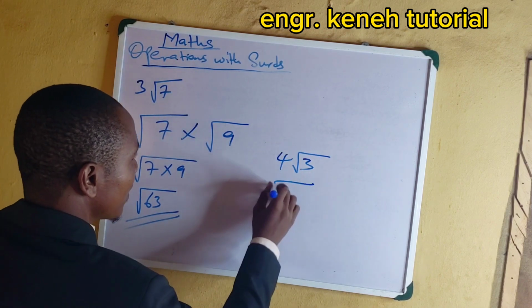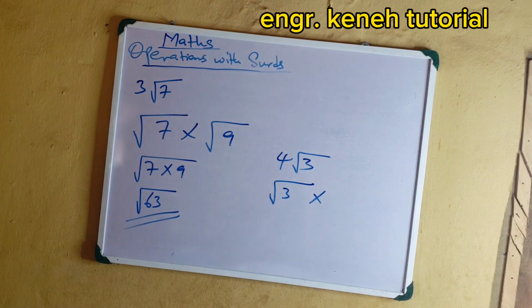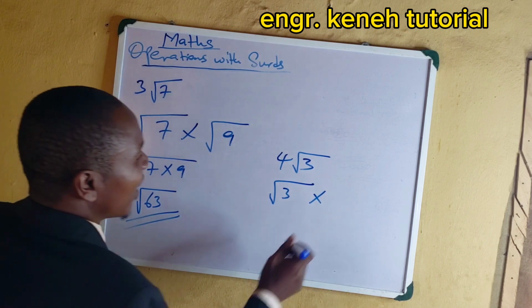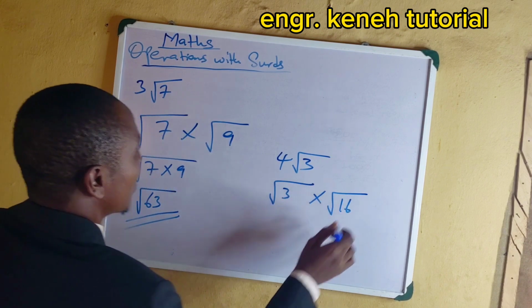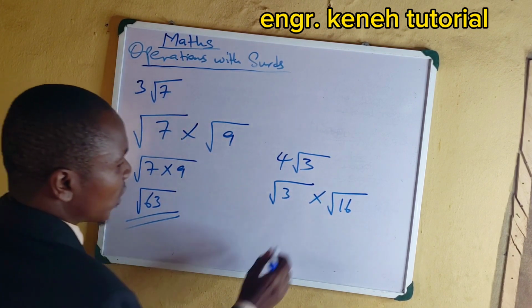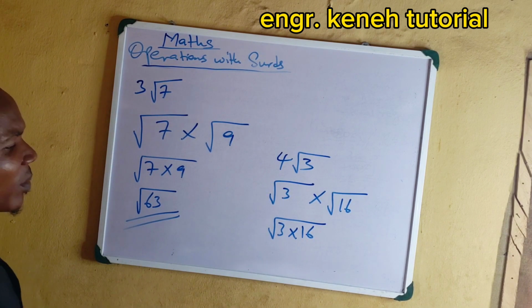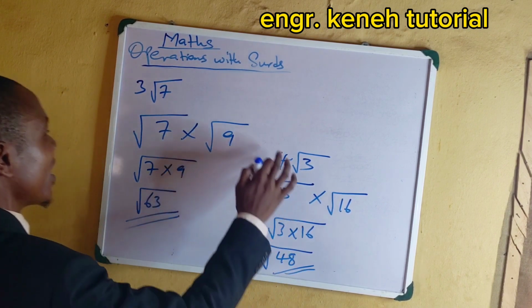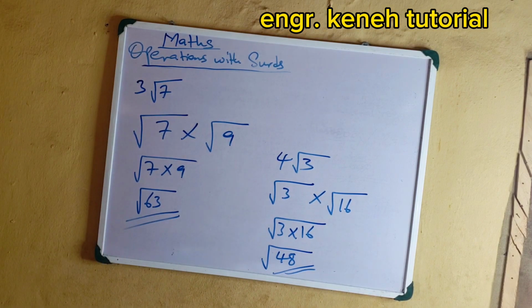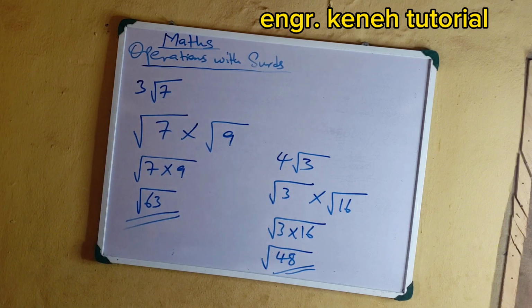All right, so you have this, times, when this is raised to power 2, it means 4 times 4. That will give us 16. So you have something of this nature. Can you see it? All right. So opening this, you are going to have 3 times 16, like this. And when you multiply this, you are going to get 48. So when you convert 4 root 3 to a single surd, you are going to get root 48.